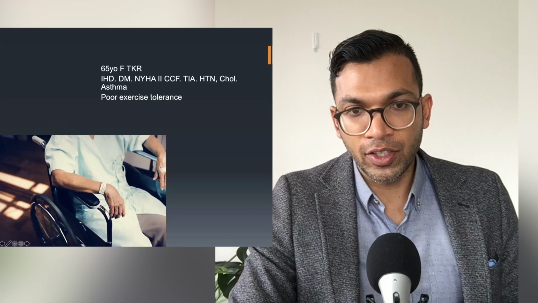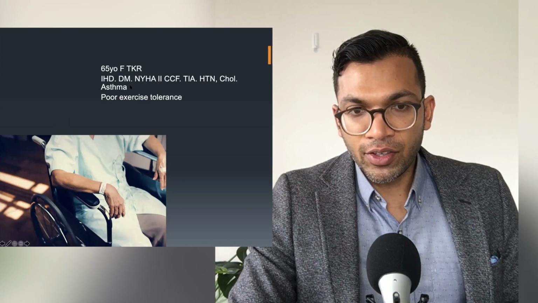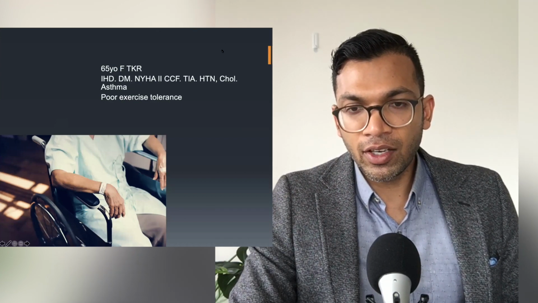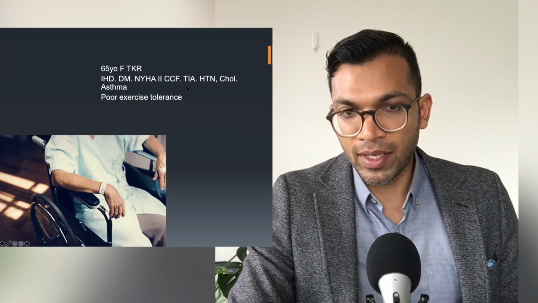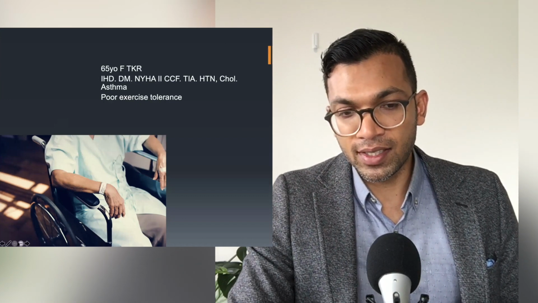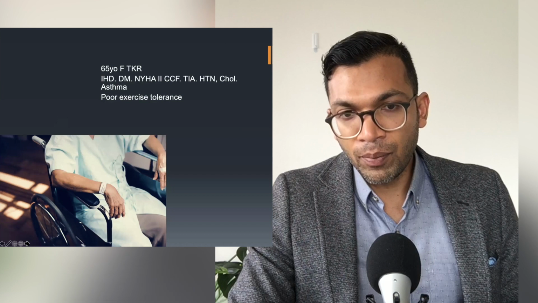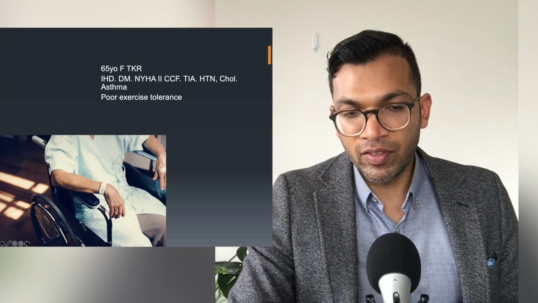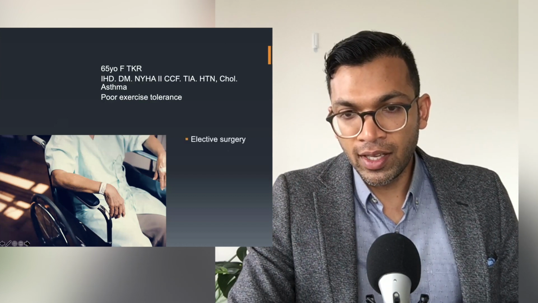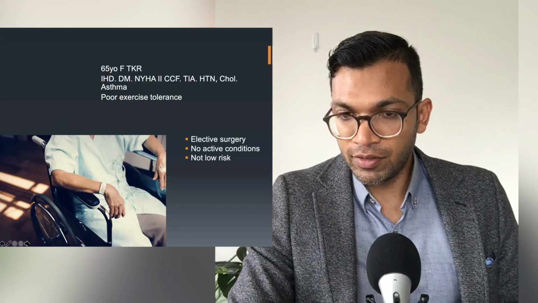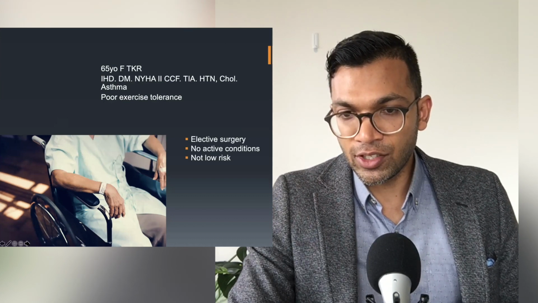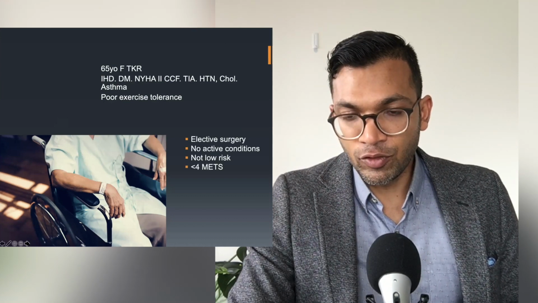65-year-old female, total knee replacement. Again, a lot of stuff going on and poor exercise tolerance. And they've got a lot of risk factors for ischemic heart disease. Plus, they've also got ischemic heart disease. So if they've got poor exercise tolerance and haven't had the relevant investigations, this would fall under the category of it's elective, no active cardiac conditions, it's not low risk, less than 4 METs for this patient.